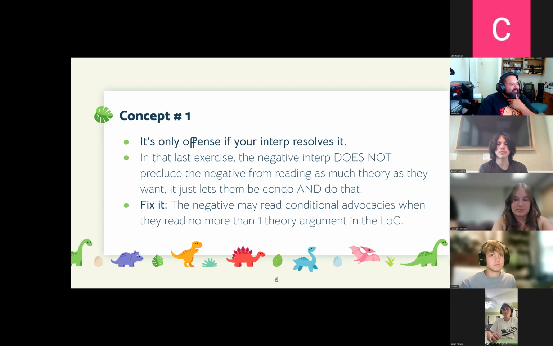All right, go ahead, Christina. Is this what people mean when they say this is a presumption trigger on theory? Like it doesn't change the uniqueness?